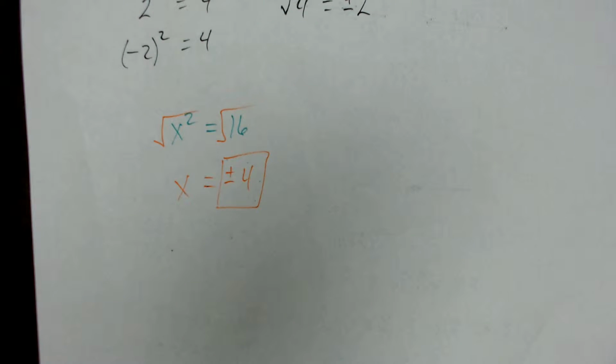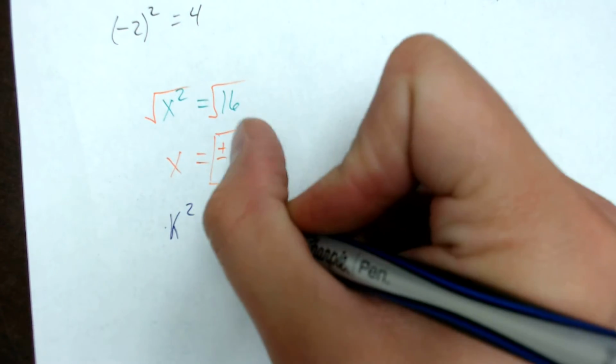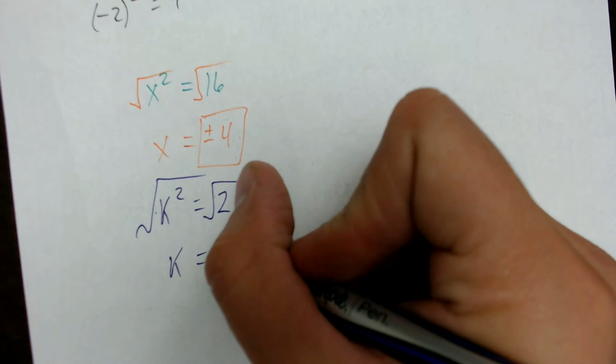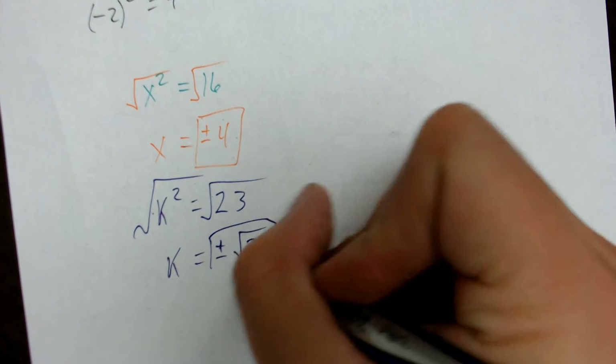Now, what if we have a non-traditional or an imperfect square, like k squared is equal to 23? Well, when we square root this, we're going to get k is equal to plus or minus the square root of 23. And that was our answer.